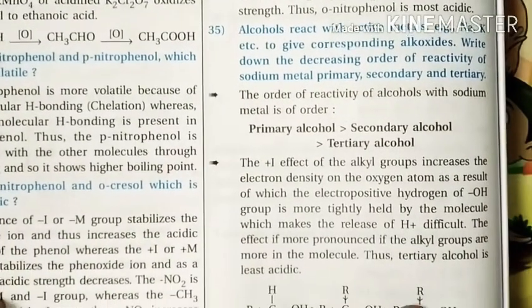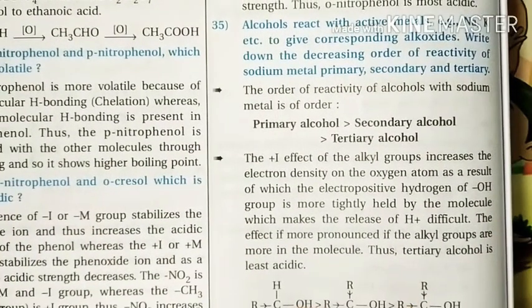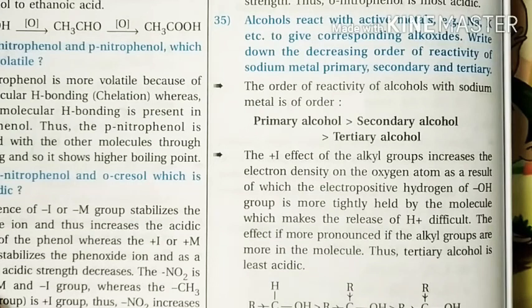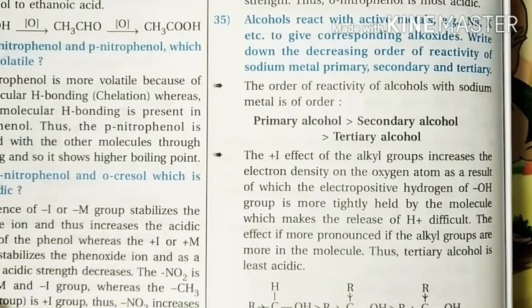Next one, alcohol reacts with active metals like sodium, potassium, etc. to give the corresponding alkoxide, we know that. Write down the decreasing order of reactivity of sodium metal with a primary, secondary and tertiary alcohol.